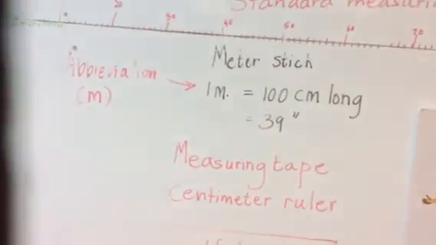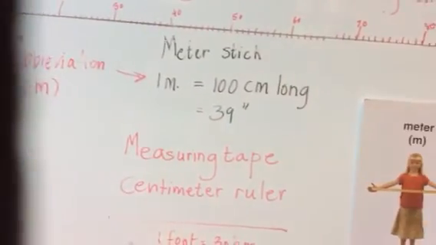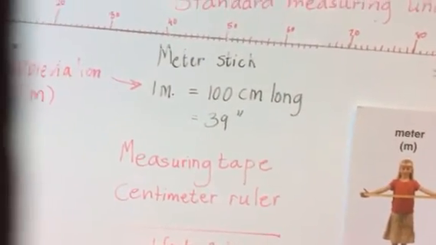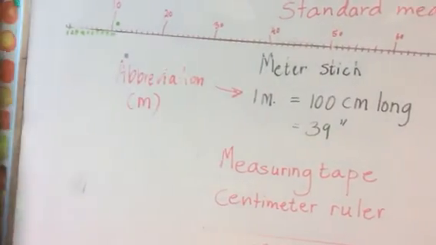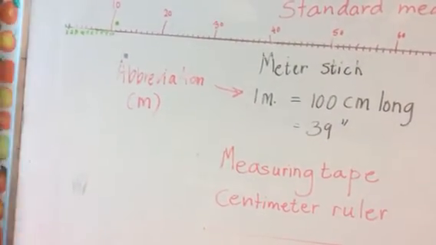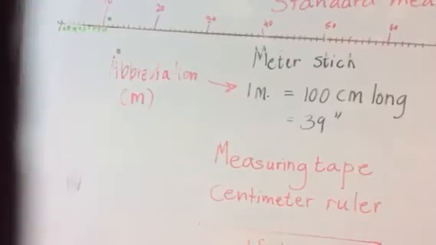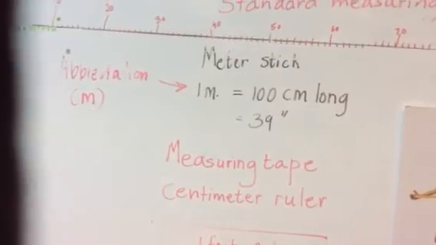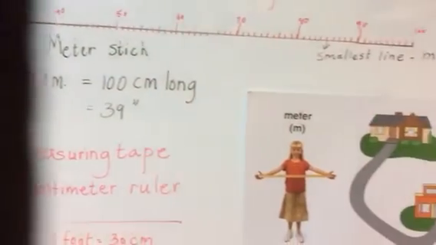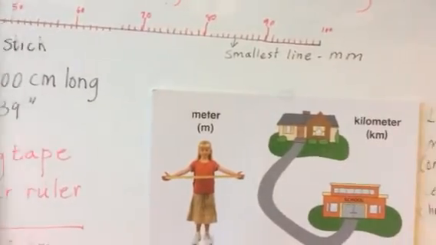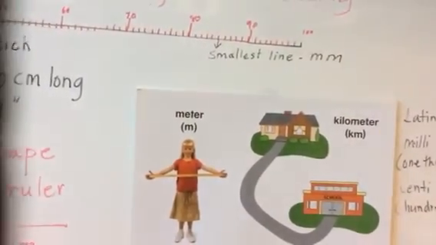And 1 meter is equal to those 100 centimeters. Ms. Corinne didn't try to use the green marker to write 1, 2, 3, 4, 5, 6, all the way to 100, I was not able to, but you can see the smallest line is the millimeter.